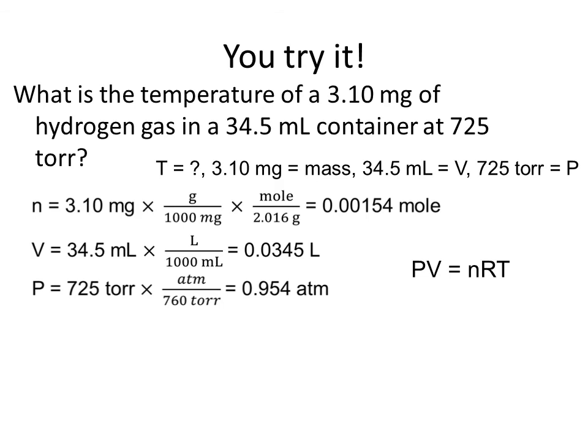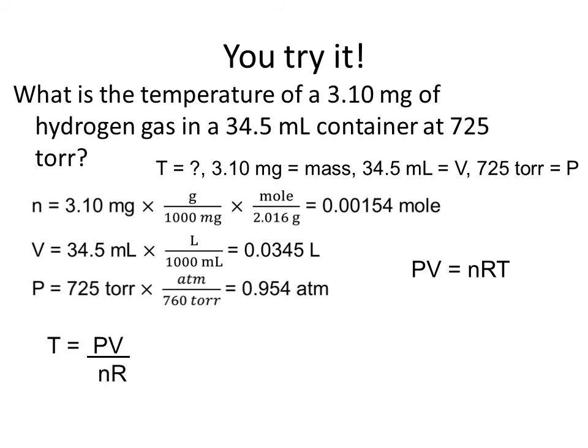For volume, it must be in liters, so I did a milliliter to liter conversion. And again, if you used milliliter equals 10 to the minus 3 liter, you would have come up with the exact same number of liters. Torr to atmosphere, you're going to have to remember 1 atmosphere is equal to 760 torr, and so we come up with 0.954 atmospheres.